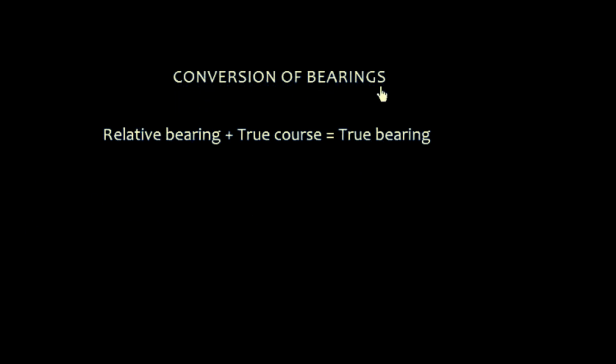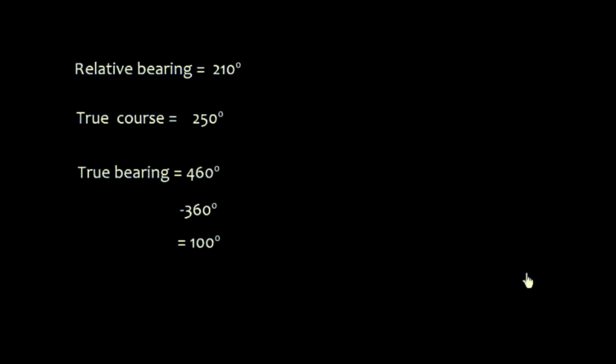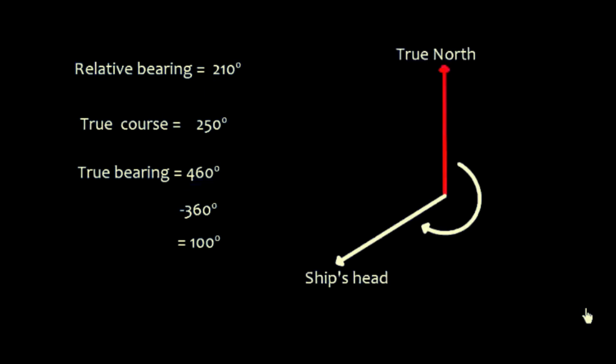Now let's talk about conversion of bearings. So relative bearing plus true course will give you true bearing. Let's take this example. Suppose relative bearing is 210 degree and the true course is 250 degree. Then true bearing is 210 plus 250, that is 460 degree. However, the bearing cannot be more than 360 degree. Bearings are measured from 0 to 360 degree. So we need to subtract 360 degree. The bearing is 100 degree.